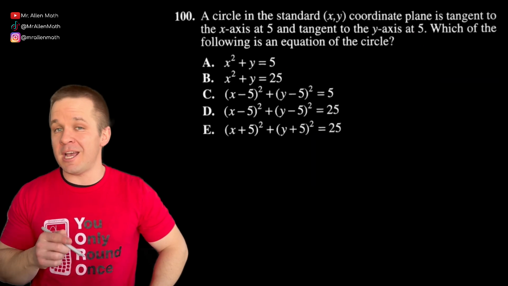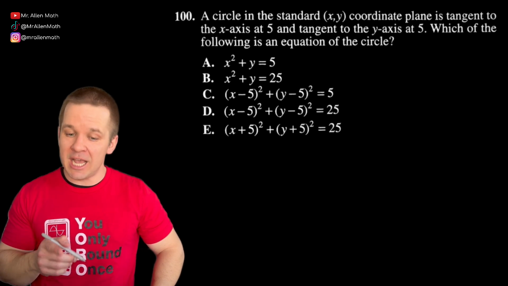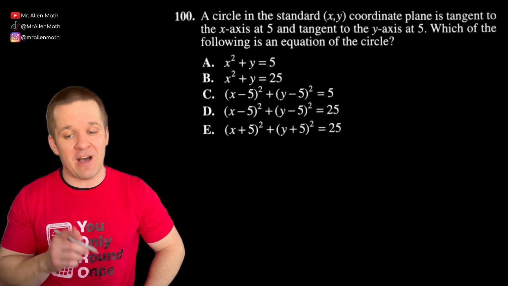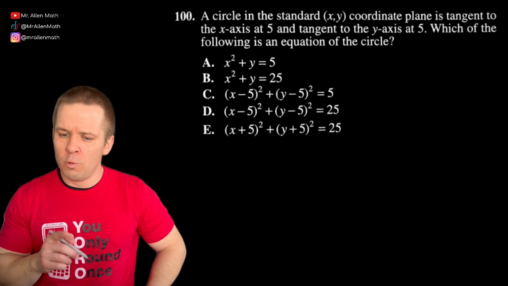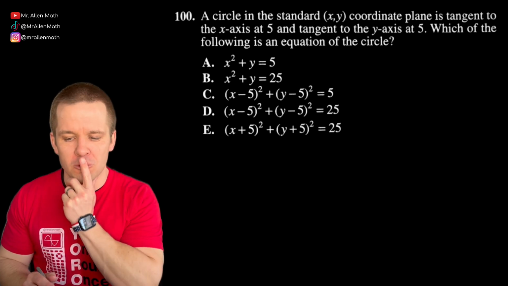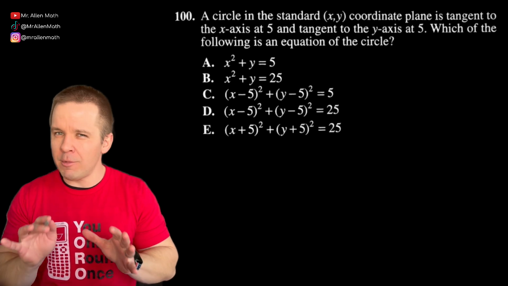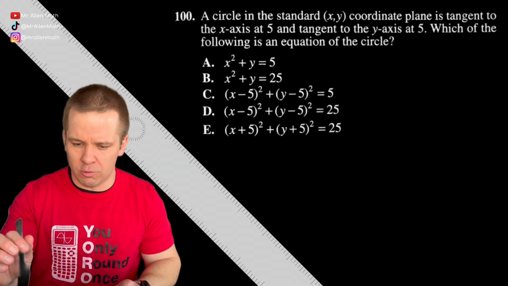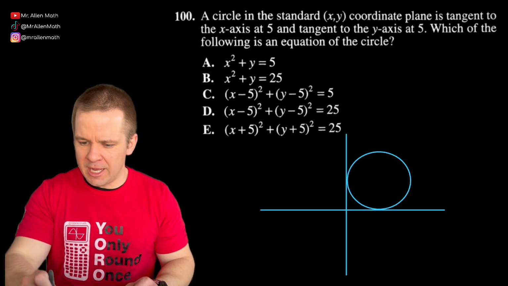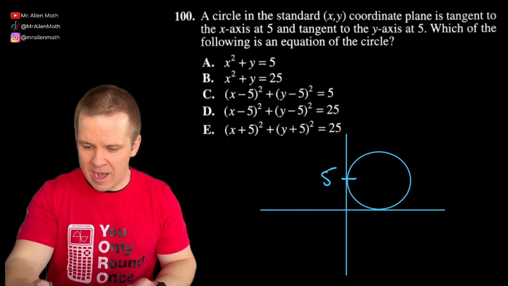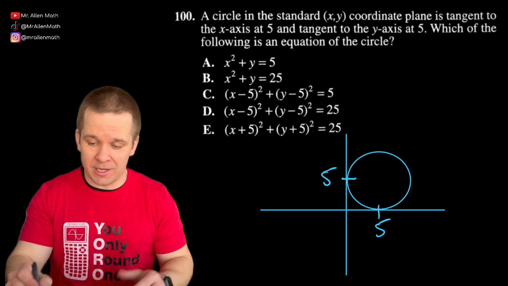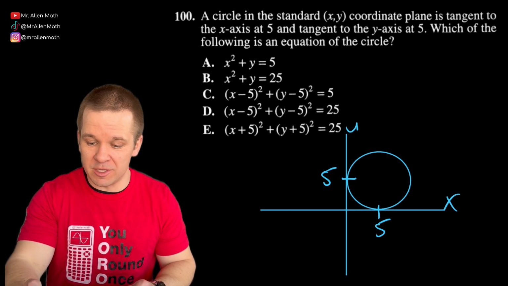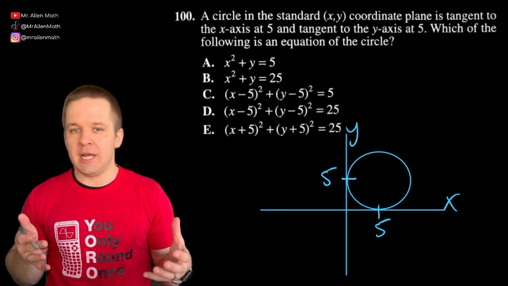A circle in the standard XY coordinate plane is tangent to the x-axis at 5 and tangent to the y-axis at 5. Which of the following is an equation of the circle? I like this one. I'm going to draw this up. It's tangent right here at 5 and tangent right here at 5, on my x-axis and my y-axis. It's tangent at those 2 spots.